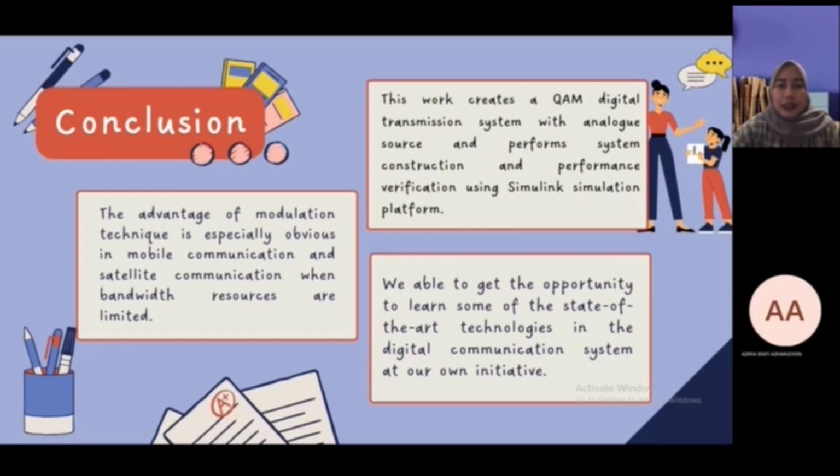Other than that, this work also creates a QAM digital transmission system with an analog source and performs system construction and performance verification using a simulation platform. The simulation results suggest that the analog signal may be conveyed effectively while allowing for some distortion in the system. At the end of this assignment, we are able to learn some of the state-of-the-art technologies in digital communication systems at our own initiative.